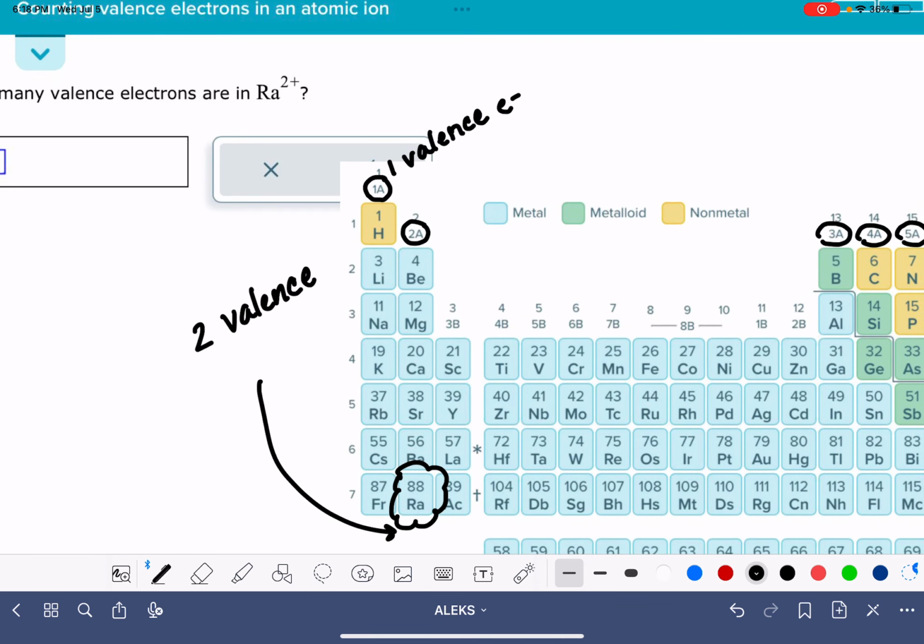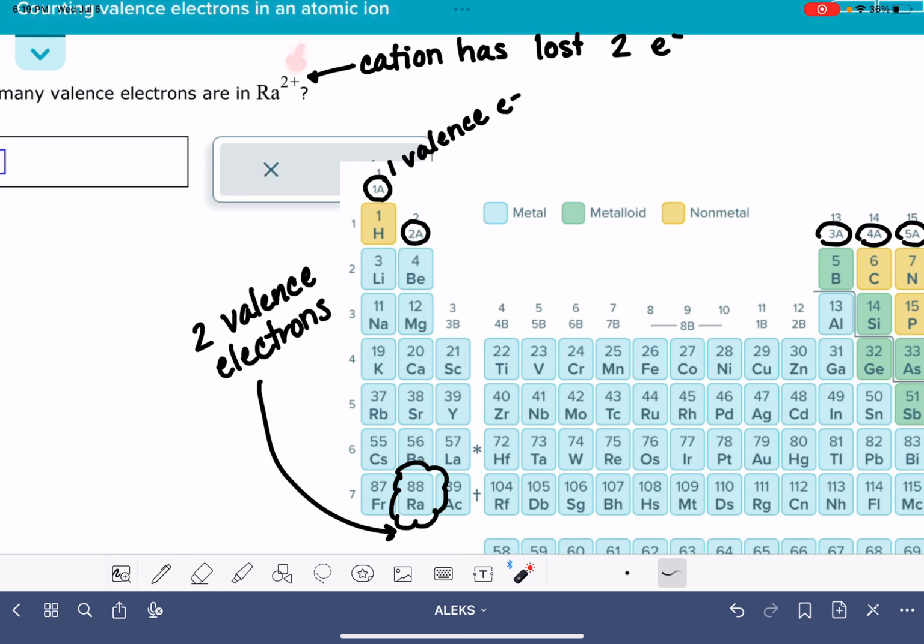Now that is not the answer to this question. As an atom, this guy has 2 valence electrons, but we are not looking at an atom. We are looking at an ion. This is a cation, and that means that it has lost electrons. Specifically, it has lost 2 electrons. I know that because it has that 2+ charge.